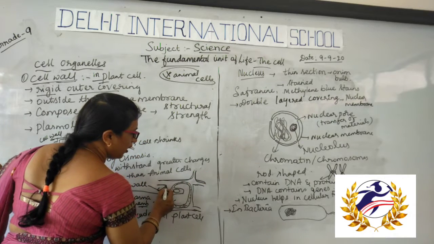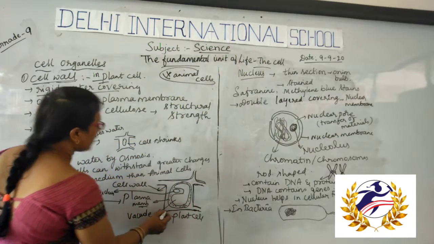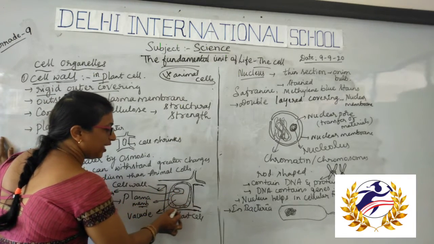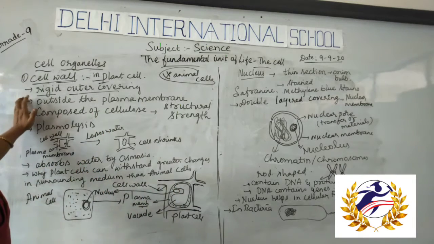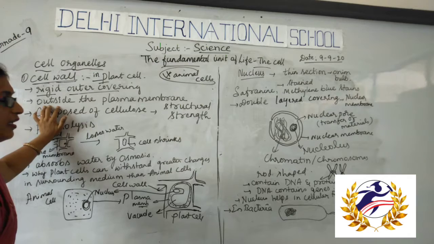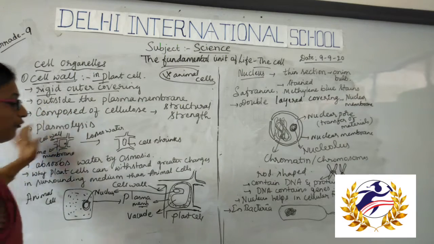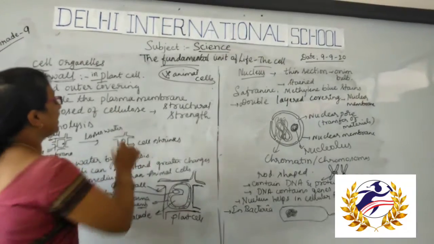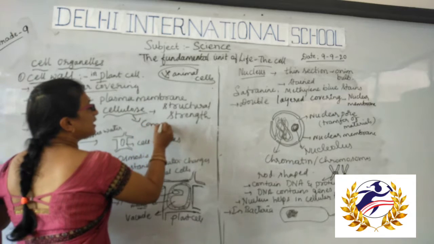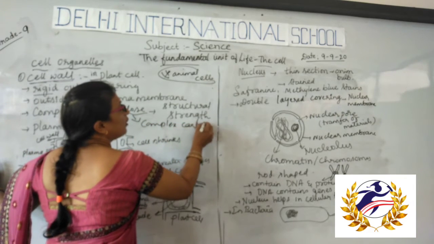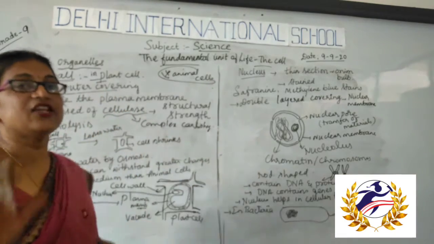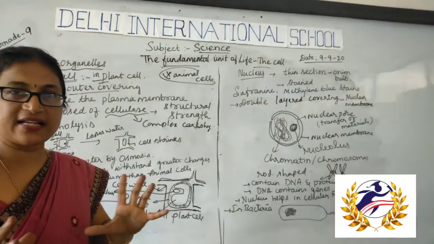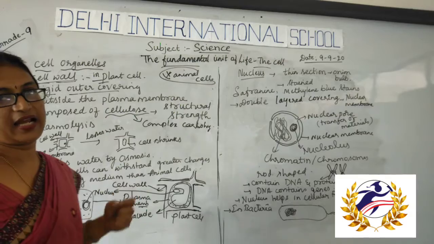This is the cell wall around the plant cell, a rigid outer covering around the plasma membrane. This is the plasma membrane, and around that the thick rigid cell wall is present, outside the plasma membrane. What is this cell wall made up of? Cellulose. Cellulose is a complex carbohydrate made up of cross-linked chains of glucose. It is very complex and it gives structural strength to the plant.